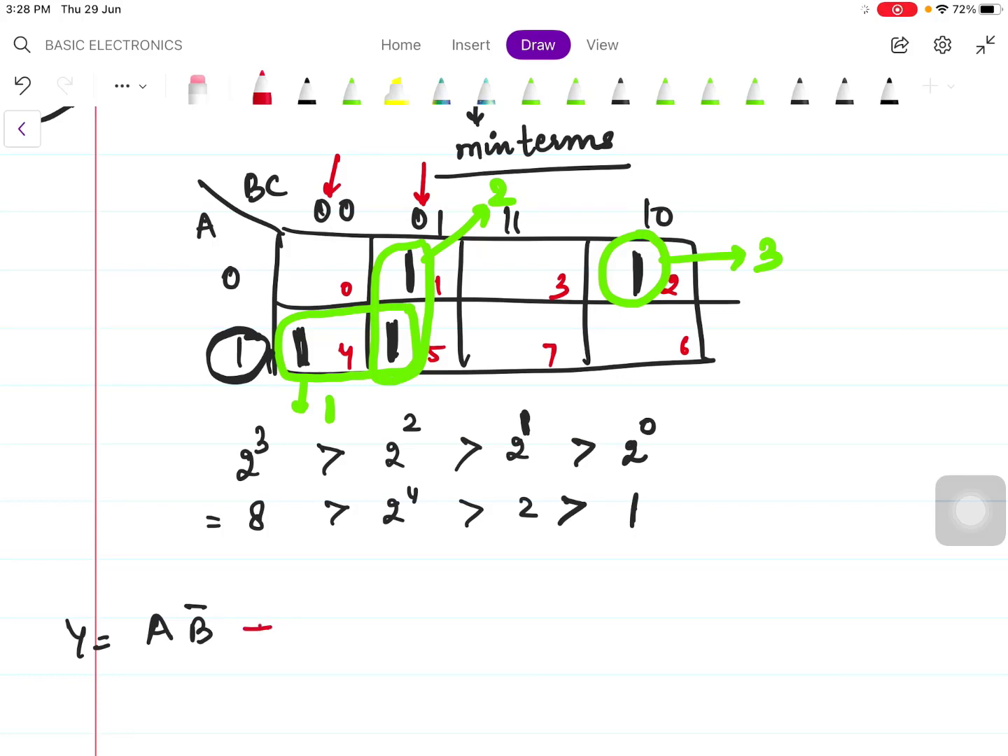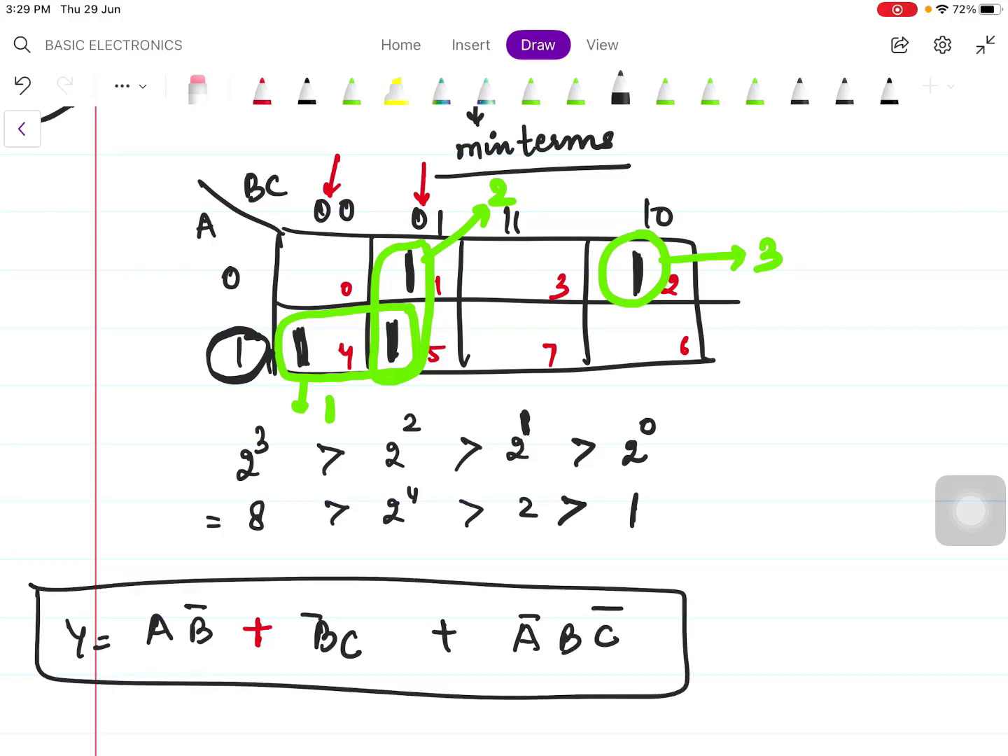Now for writing the answer for the second group, I will place a plus in between, and for the second group I will write: from A part nothing will come because nothing is common, and from the BC part B bar C will come. Same for the third group, A bar B C bar. So this is the answer for this particular expression. So this is how we use the K-maps.